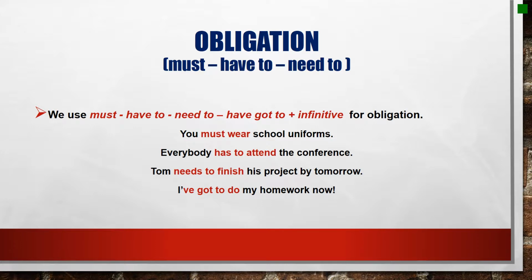We use must, have to, need to, have got to plus infinitive for obligation. Look at the examples. You must wear school uniforms. This is the school rule. Everybody has to attend the conference. There's no other option. Tom needs to finish his project by tomorrow. So, tomorrow is the deadline for the project. I've got to do my homework now.